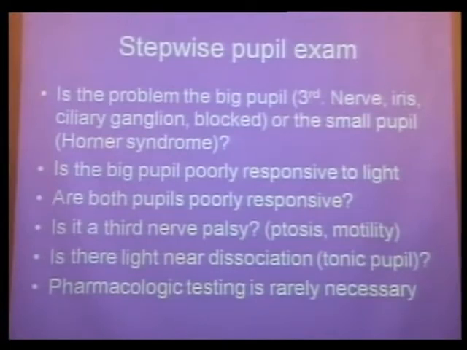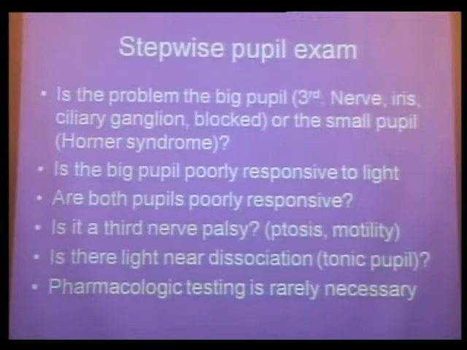If the light reaction is poor, then go to the near reaction. If the near reaction is good, that's light-near dissociation. And if it's bad, then you know that that's a problem that's affected both the light and the near pathway. If the light reaction is good, then you have to do the light and the dark, comparing the anisocoria in those two conditions. So basically, the second question you need to answer is, is it something bad?